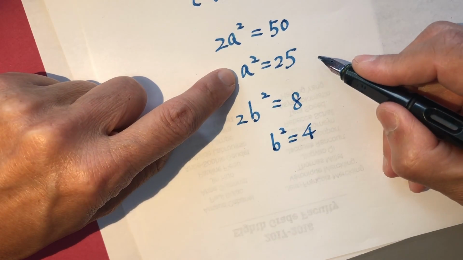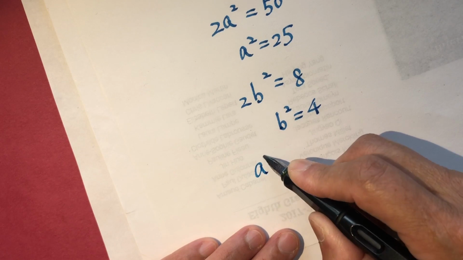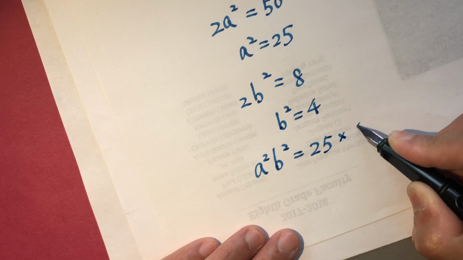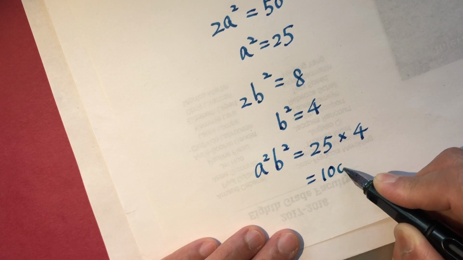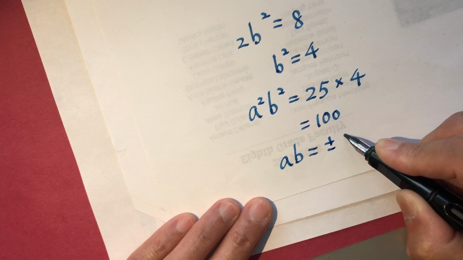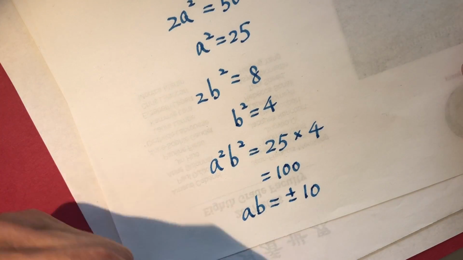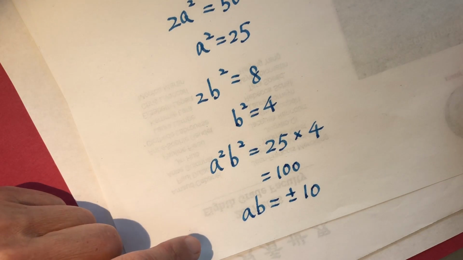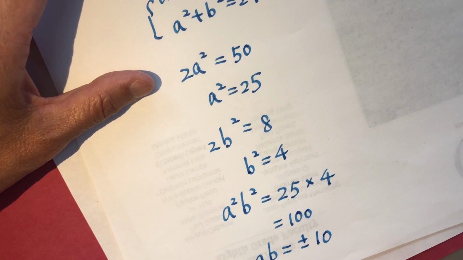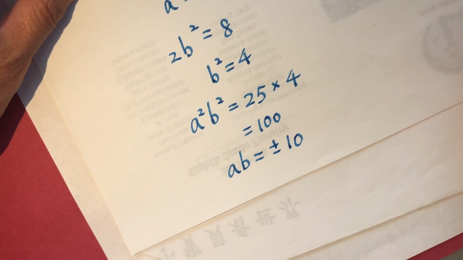So we figure out a square and b square. Therefore, we can figure out a square times b square is 25 times 4, which is 100. So a times b is positive or negative 10. We actually do not need to plug it in. A times b, the value is positive or negative 10.